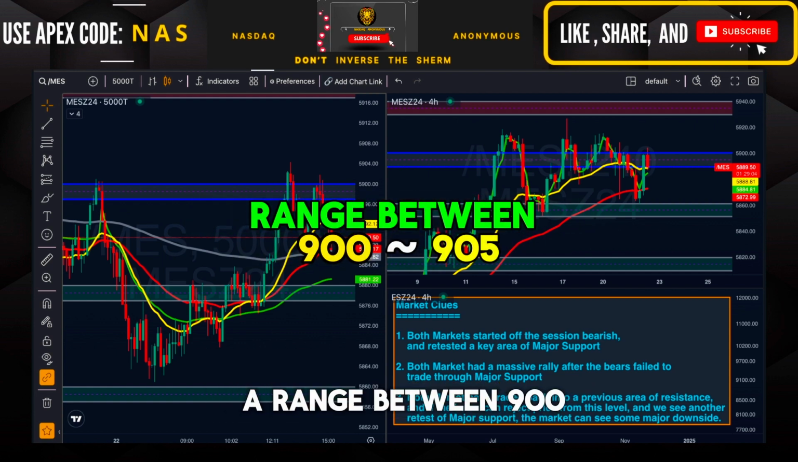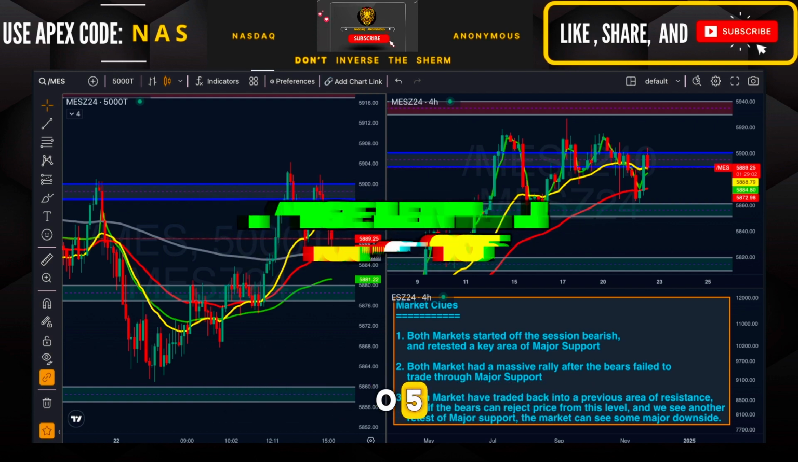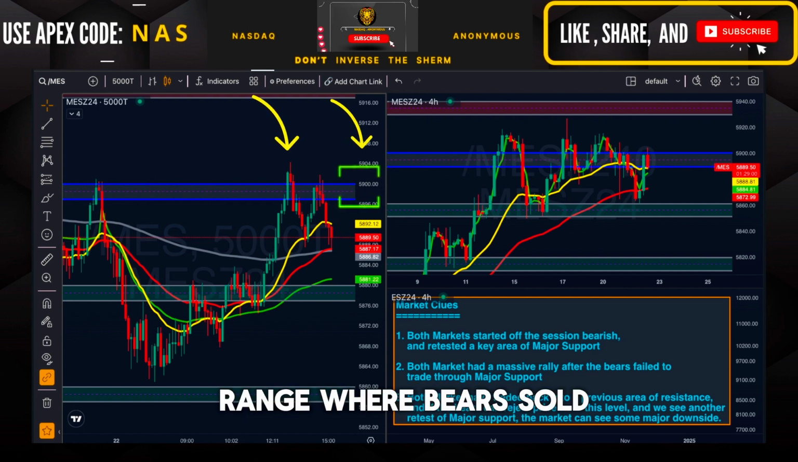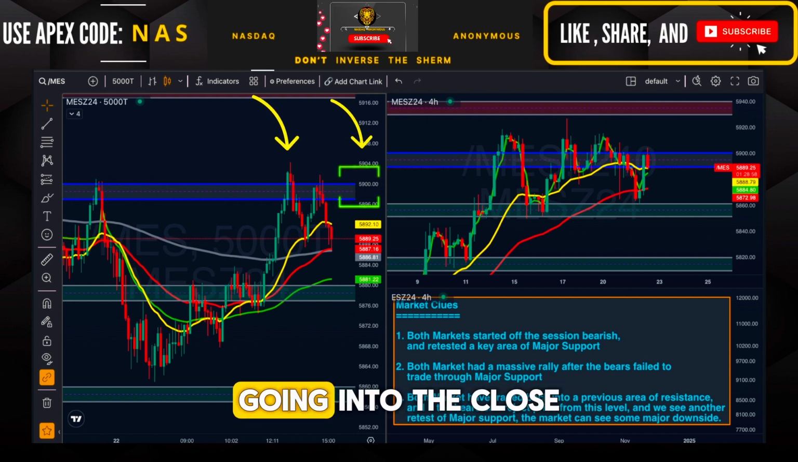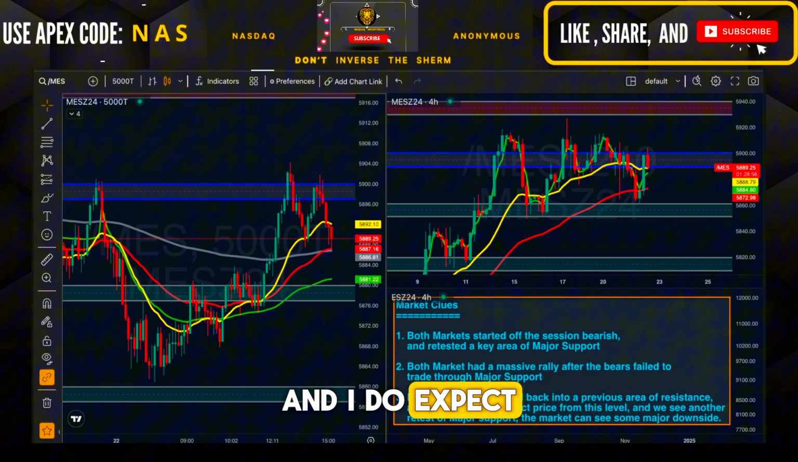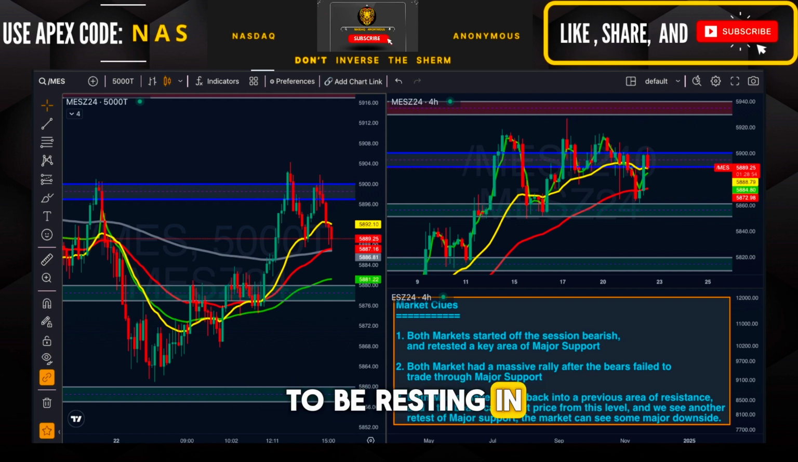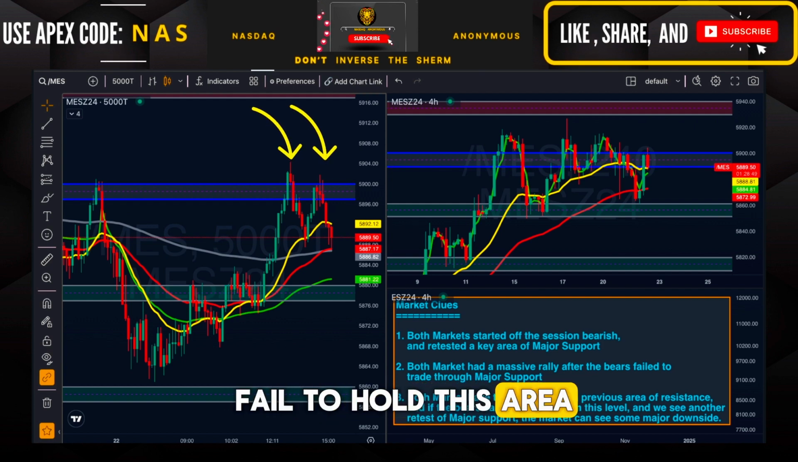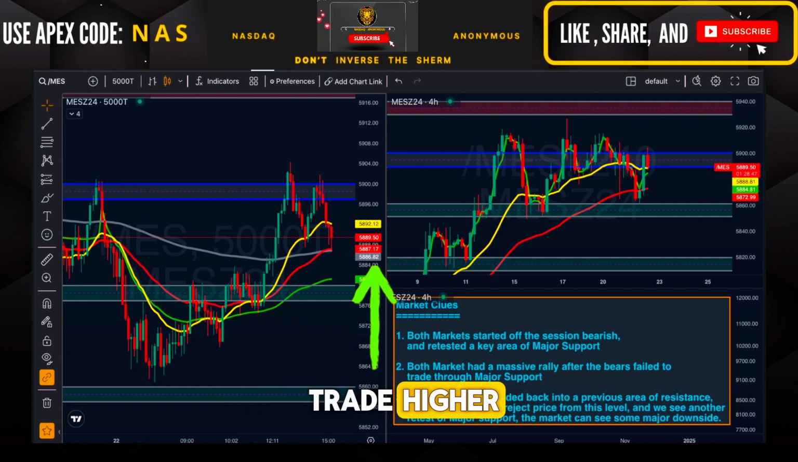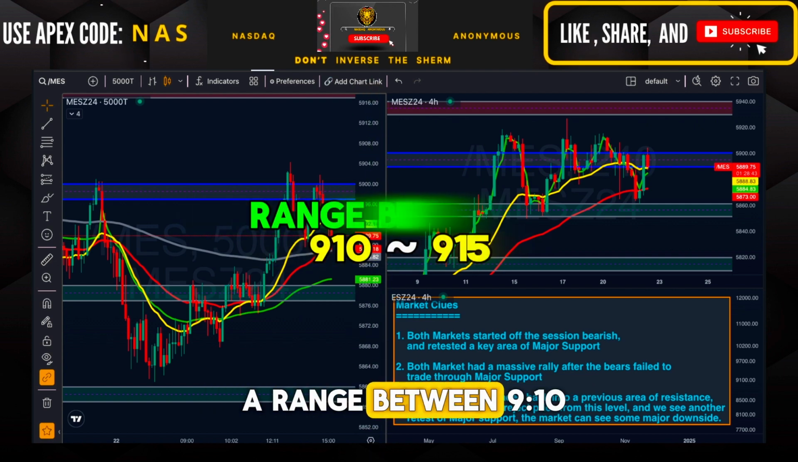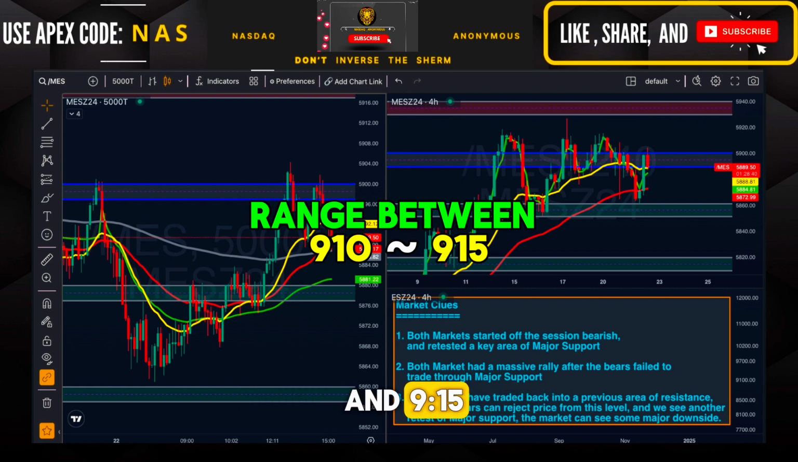range between 900 and 905, because this is the range where bears sold price to the downside going into the close, and I do expect for passive sell orders to be resting in this area to sell the retest. But if the bears fail to hold this area and price continues to trade higher, then I'll be watching the reaction when price trades within a range between 910 and 915.